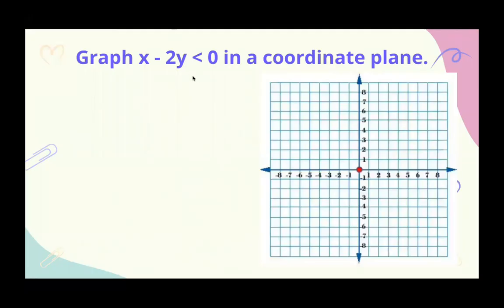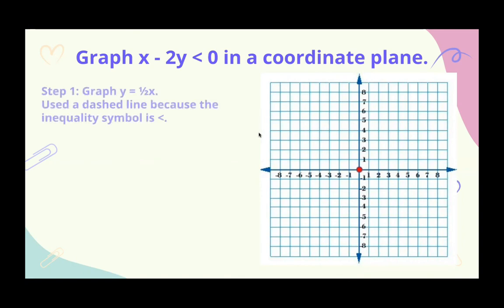Here is a graphing problem for you to try on your own. We're going to graph x minus 2y is less than 0 in a coordinate plane. I'm going to first graph my boundary line, and I'm going to use a dashed line because the inequality symbol is less than. Now I'm only going to use slope-intercept form for this problem because if you were to use the intercepts method, you'd notice that you get the same value for both y and x, and that means that you would only have one point to graph. Recall that for linear equations, you need a minimum of 2 points to be able to make a line.